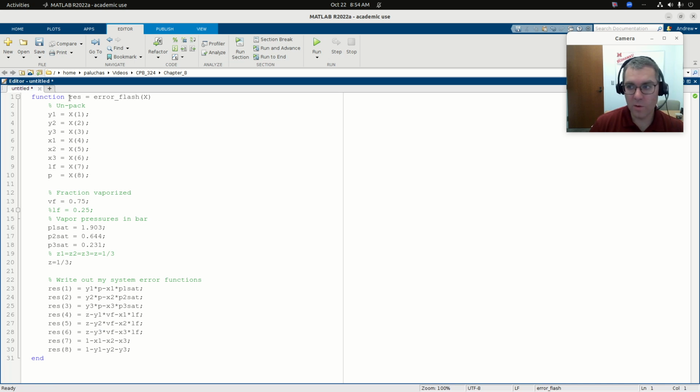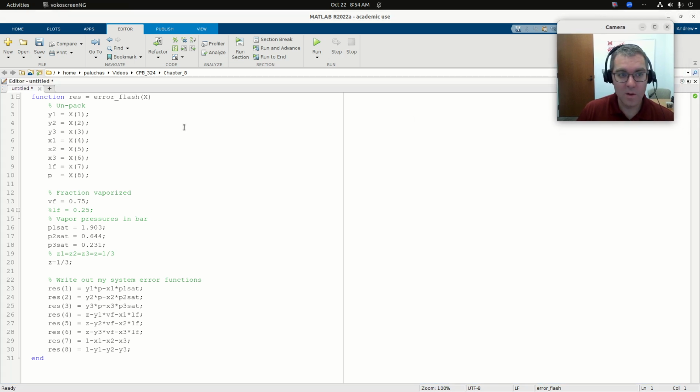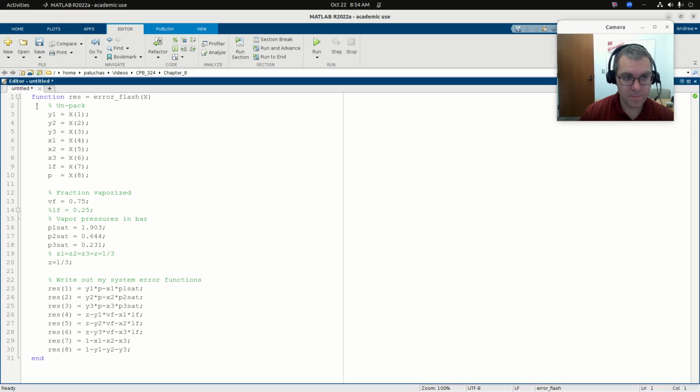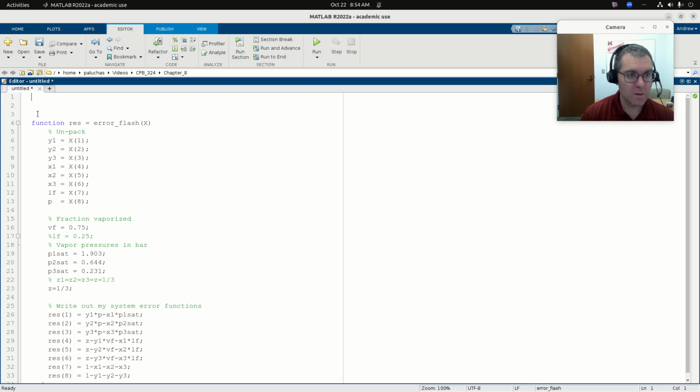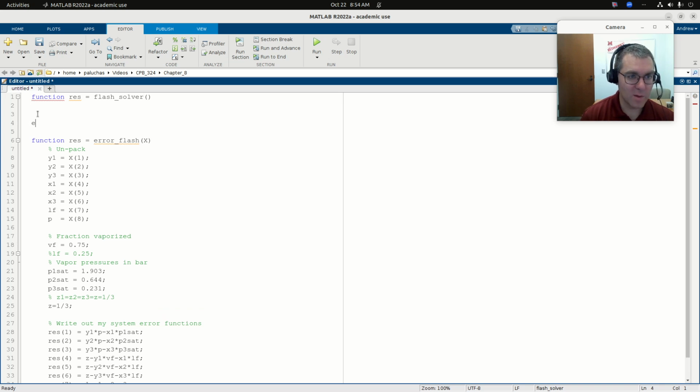Okay, and so I could set up a script to call this and solve, or I could do it by creating a function with no inputs. It's all the same. So I'm just going to create a new top function with no inputs, and I'm going to call it my flash solver. This would be the same as creating a script just to call this.